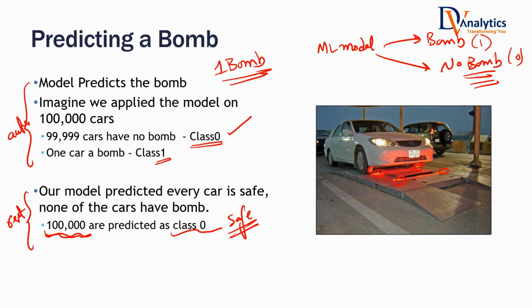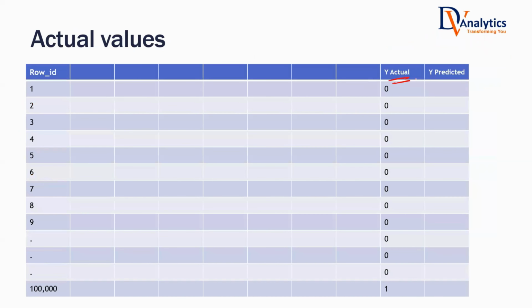How do you find out the accuracy? First, you have to take the y actual values. 1, 2, 3, and so on. These are all zeros. This is 1. Is the y actual column clear to you, all of you? 99,999 cars have no bomb. One car has a bomb. Now, what are the y predicted values?